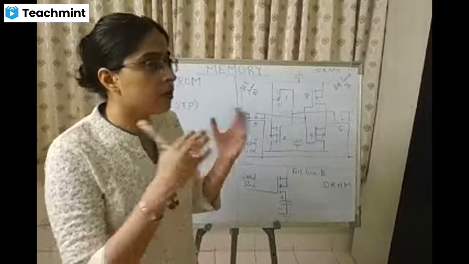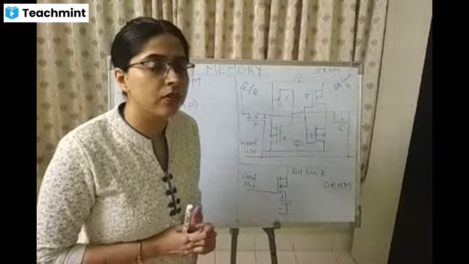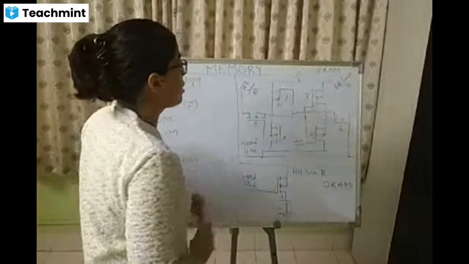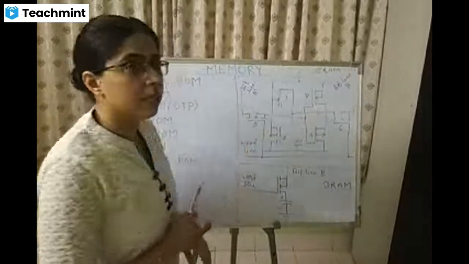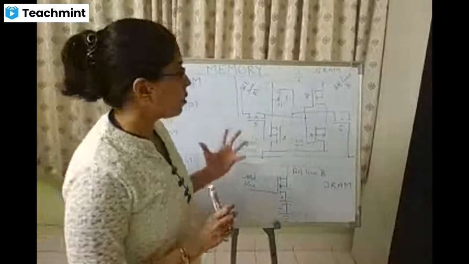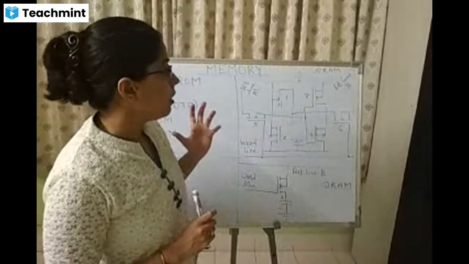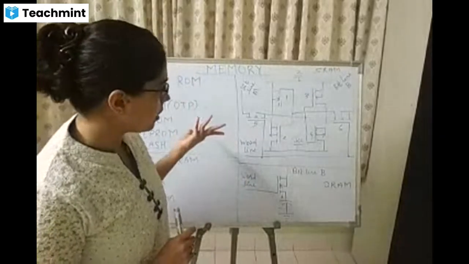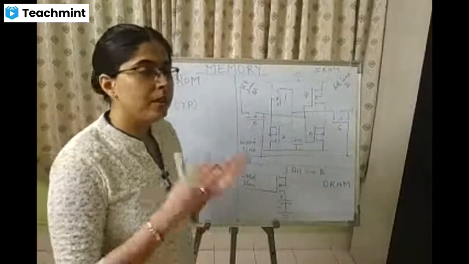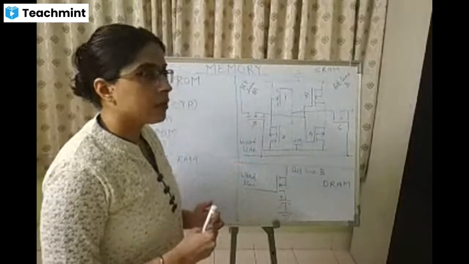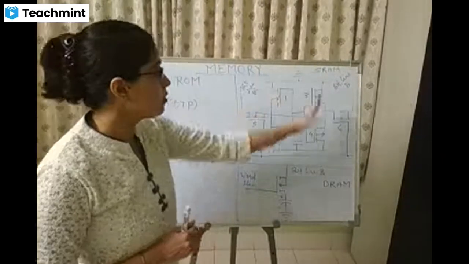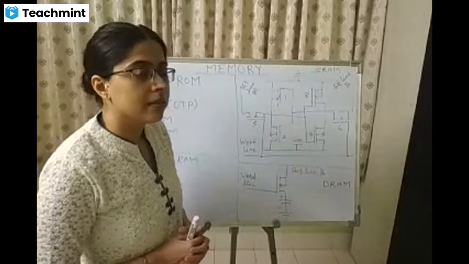Now if you want to read the contents of this memory location, what will be the method? First we apply a logic high signal to bit line B, a logic high signal to bit line B bar, and a logic high signal to the word line. After applying logic high to all three, we can read the contents of this flip-flop. So similarly, reading and writing is controlled by this word line.